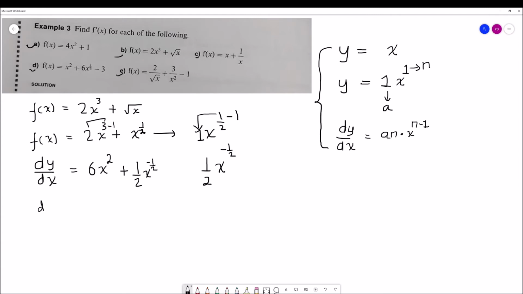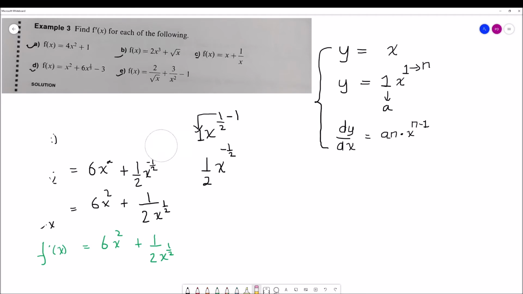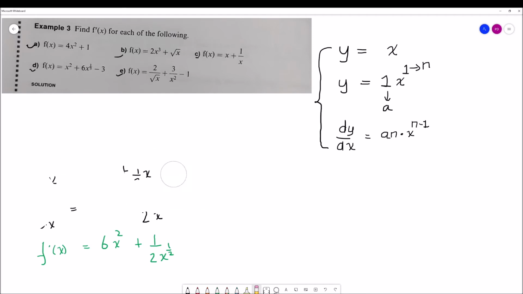We can also write this in a simplified way. We can say 6x squared plus 1 over 2x to the power positive 1 over 2, because if a negative power goes down, it changes to positive. So you can say that f prime of x is equal to 6x squared plus 1 over 2x to the power half. Let me get this out of the way so that we can move on to equation number C.